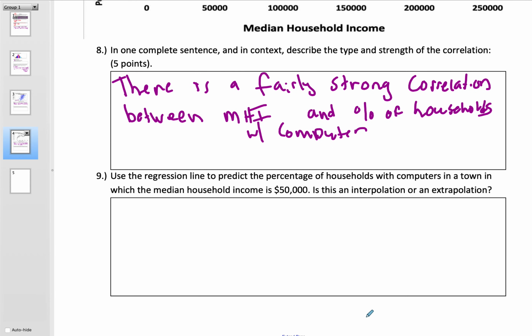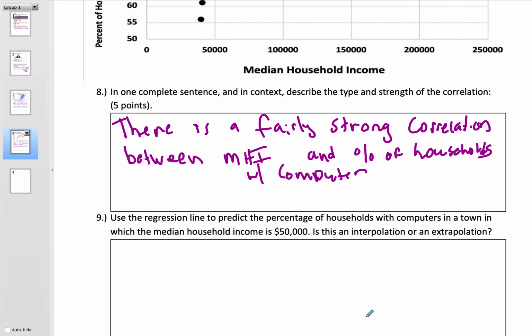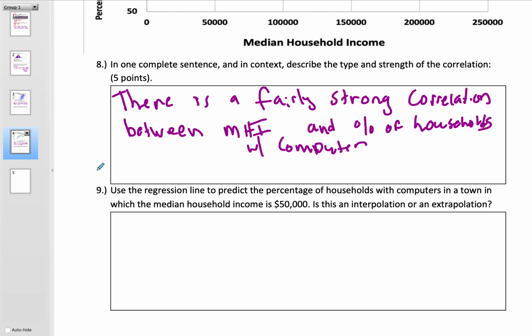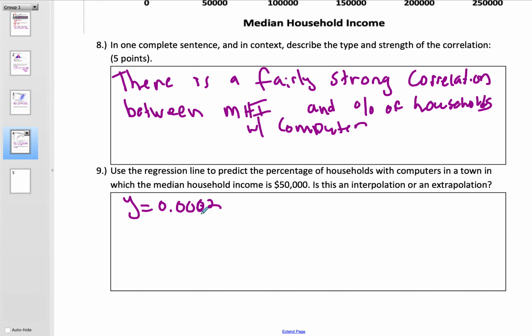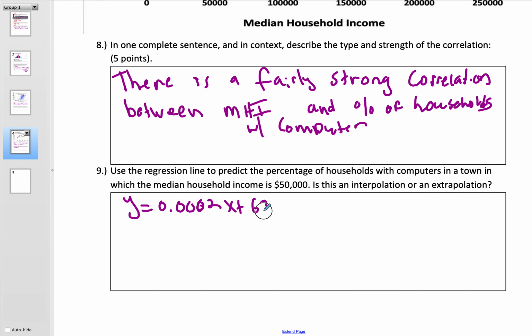Okay. Now we're going to predict what happens in the town when the income is 50 grand. Is it an interpolation or an extrapolation? So in this case, you can see median household income is an X value. So you are supposed to use the equation: 0.0002 X plus 62.479. And so X, you're just going to take it, you're going to plug it in.